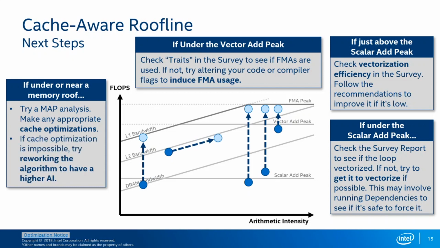Finally, sometimes we're not able to really implement the optimizations that we need in order to have cache reuse, for example, just because we're limited by the algorithm that we're trying to implement. So if that's the case, we really need to think about the algorithm that we're using and if there are any alternatives.